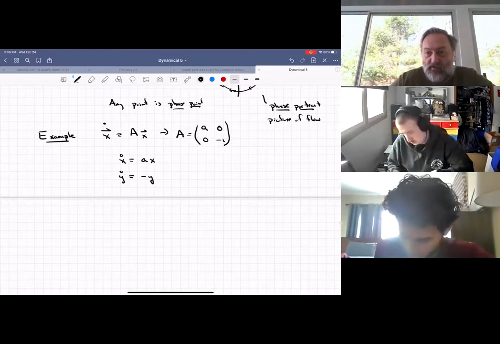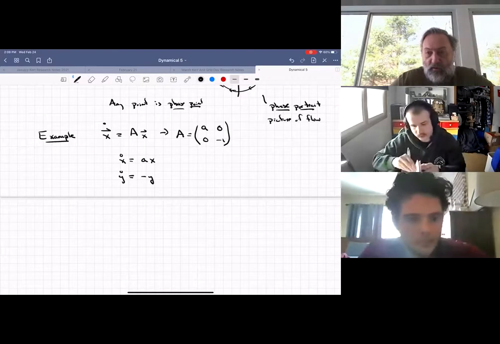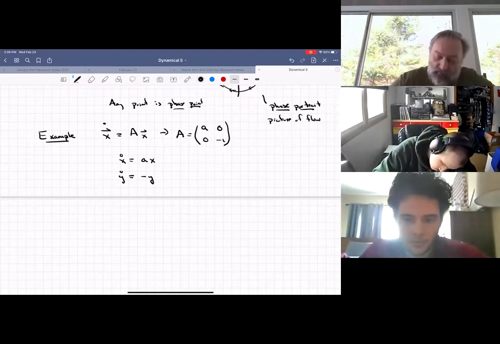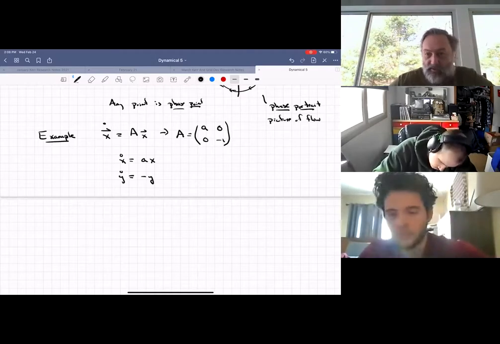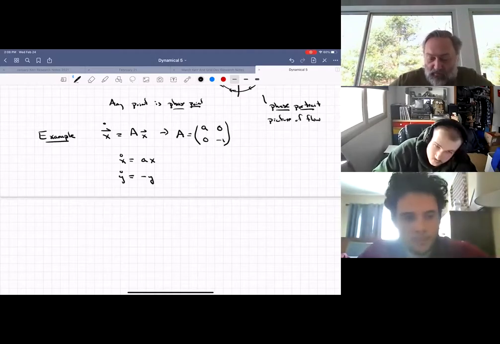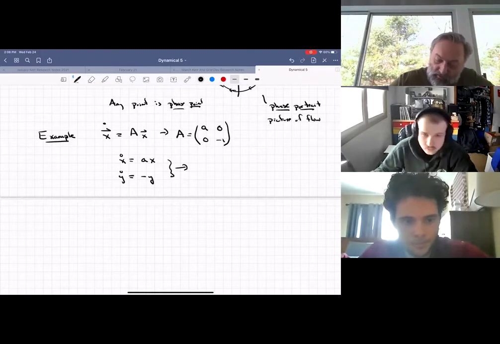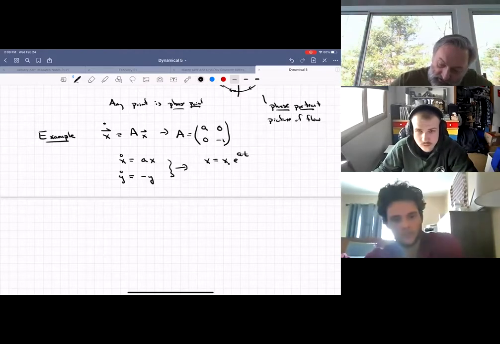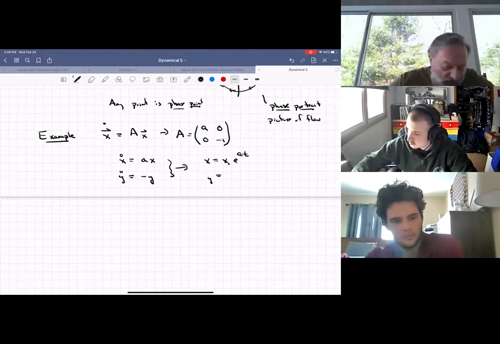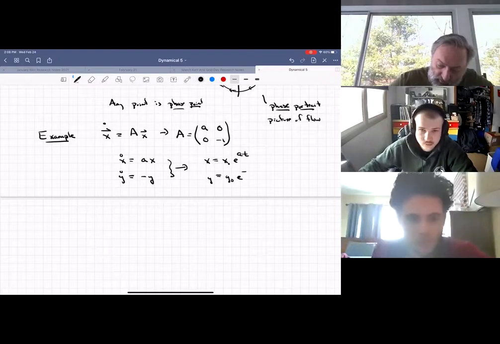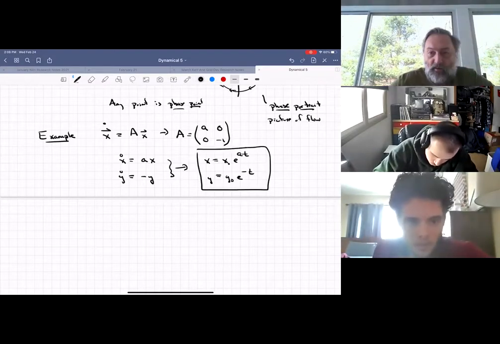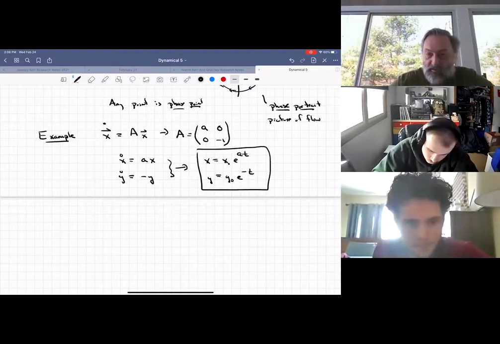So right now we have just one parameter. There's only one parameter in this system. It's the letter A, right? It can be any different number. And these two equations are already uncoupled. So if I solve them, I would have x as a function of t is x0 e to the at, and y as a function of t is y0 e to the minus t, right? So these are my solutions to my system.